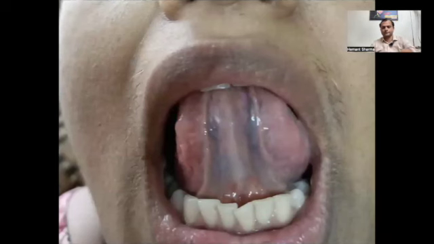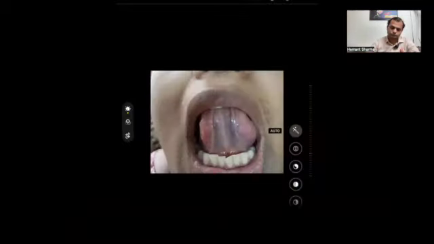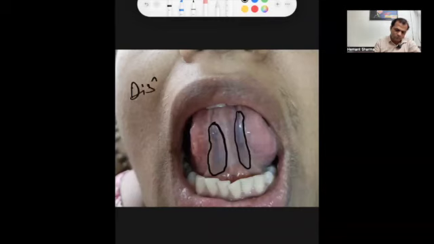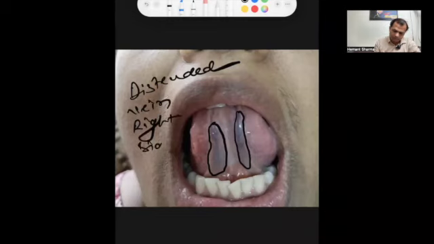Now look at this tongue. Now we can see very clearly a purple tongue and purple sublingual veins. This vein is distended on the right side. Distended vein on the right side. But both the side veins are purple in color.